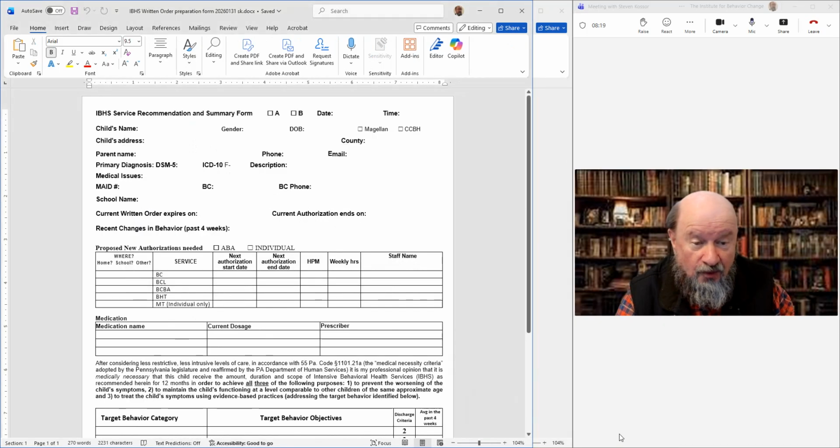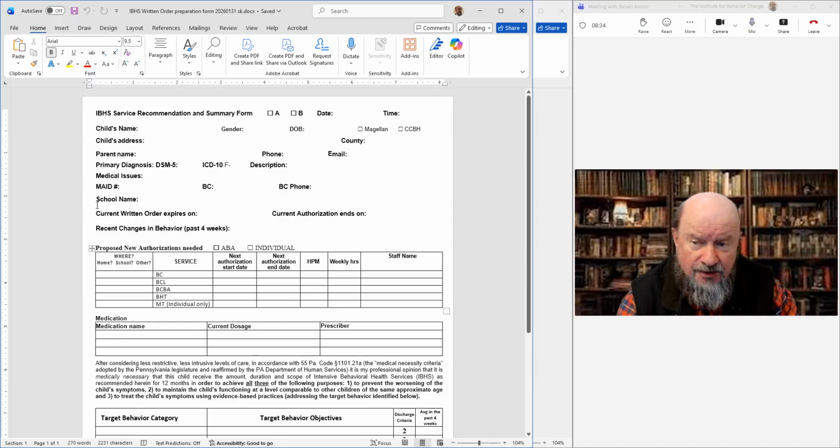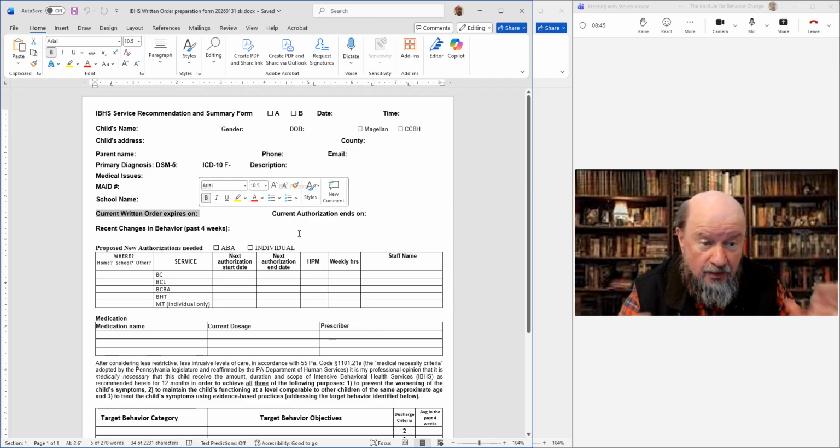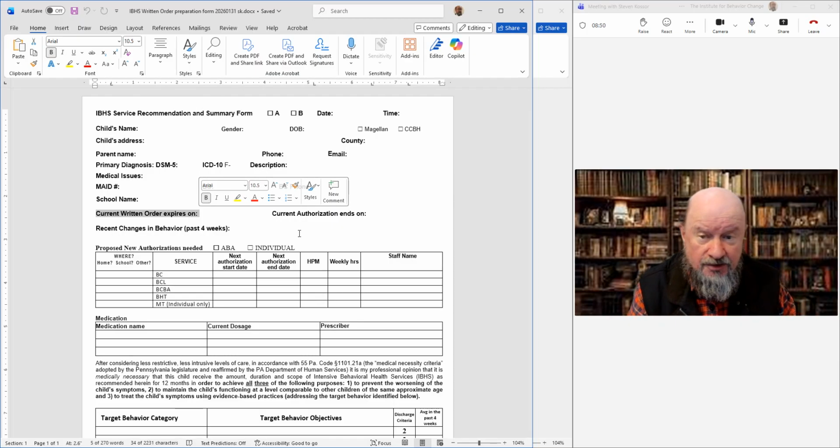So let's look real quick at what the written order prep form looks like. This is the form you'll fill out. If it's an intake, Stephanie Ennis will do that and load the demographic information at the top, and she understands very well how to do that. The important things that you have to do, in addition to checking this for accuracy, is make sure that you check the current written order expiration date, because again, we can't do anything if it expires.